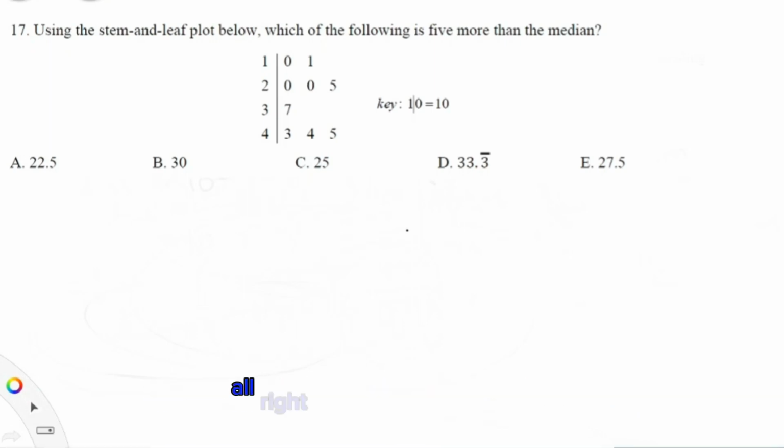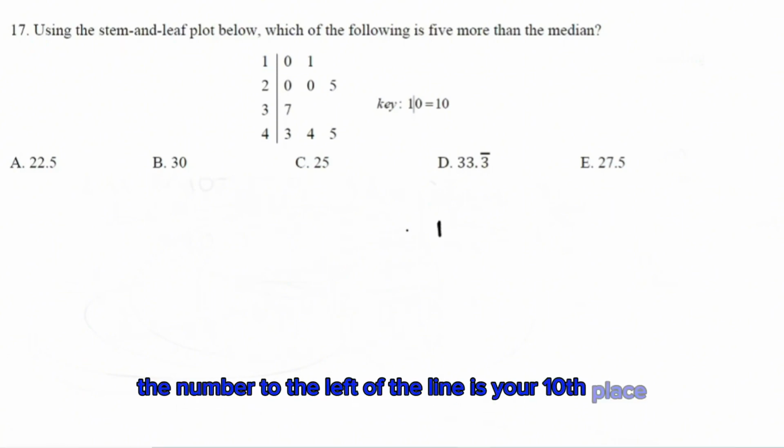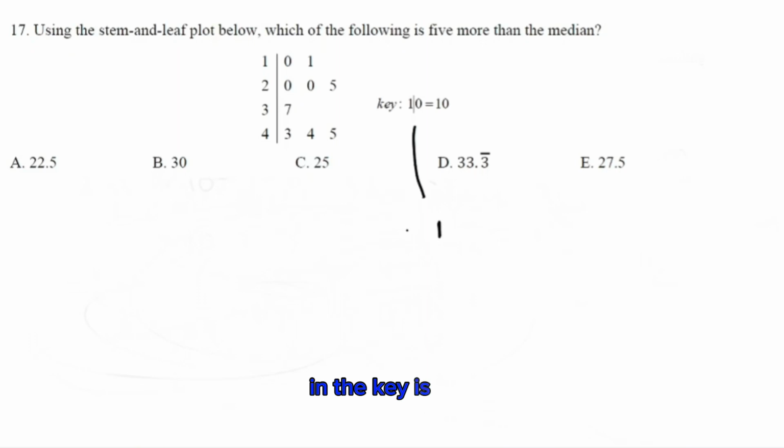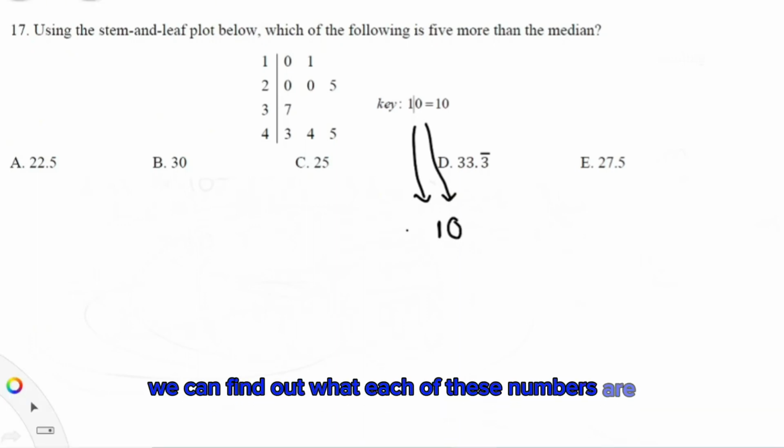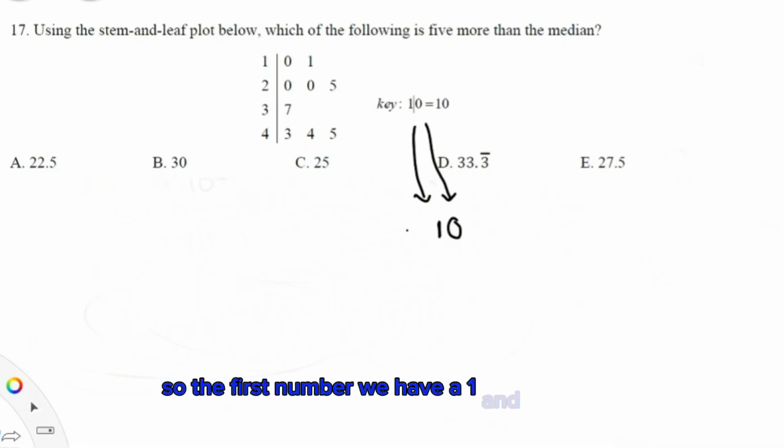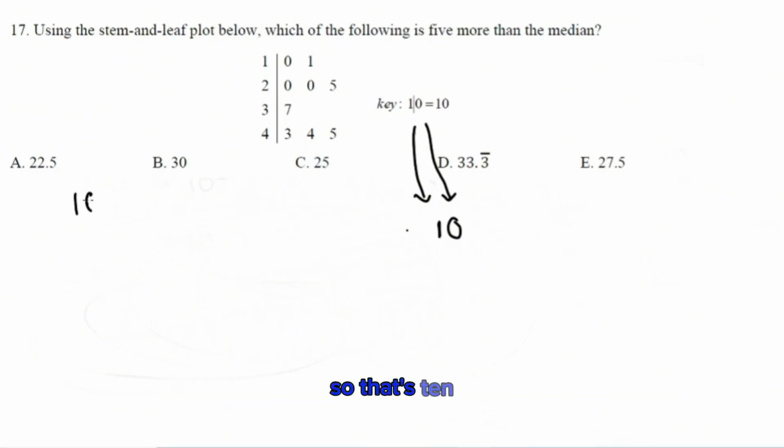Next, using the stem and leaf plot below, which of the following is 5 more than the median? In a stem and leaf plot, as seen in the key, the number to the left of the line is your tens place, in this case 1, and the number to the right of the line is the ones place, in this case 0. So it's 10. Knowing this, we can find out what each of these numbers are. The first number has a 1 and then 0, so that's 10. Next, there's a 1 and then a 1, so that's 11.